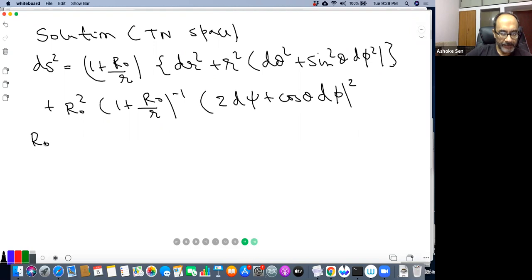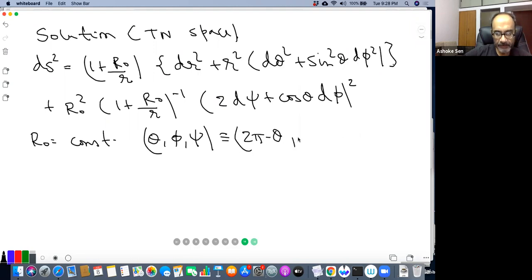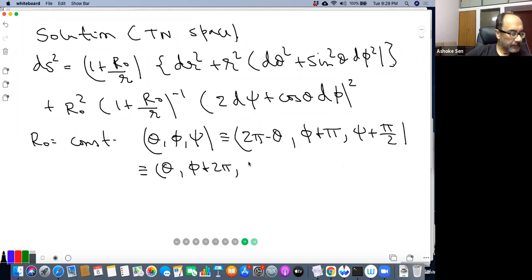So R0, as I've already said, is constant. And there are some periodic identifications. These are the periodic coordinates, the angular coordinates theta, phi, and psi. The identification is: (theta, phi, psi) is equivalent to (2 pi minus theta, phi plus pi, psi plus pi by 2). The same as (theta, phi plus 2 pi, psi plus pi), and that's (theta, phi, psi plus 2 pi).